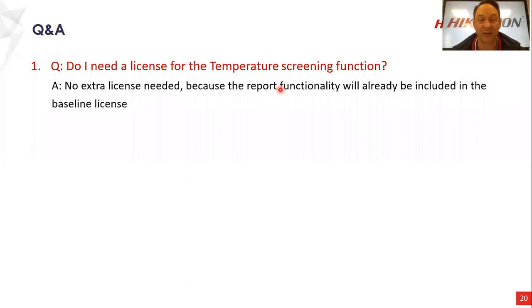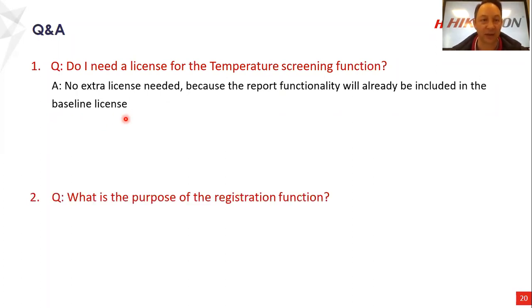If you already have a license for the access control device or the bullet or the turret camera and the encoding devices and so forth, you don't need any extra licenses. It's already included in your base license. Okay, so that's the importance: no more extra licenses needed for this extra function.